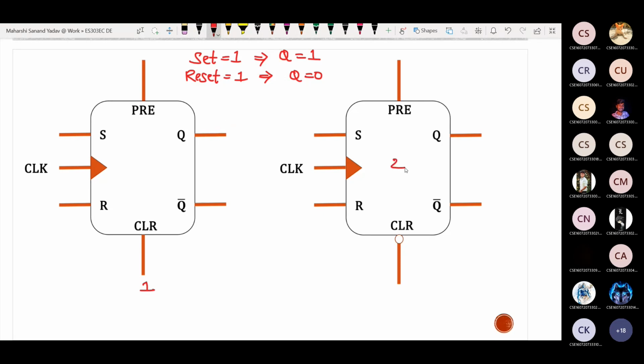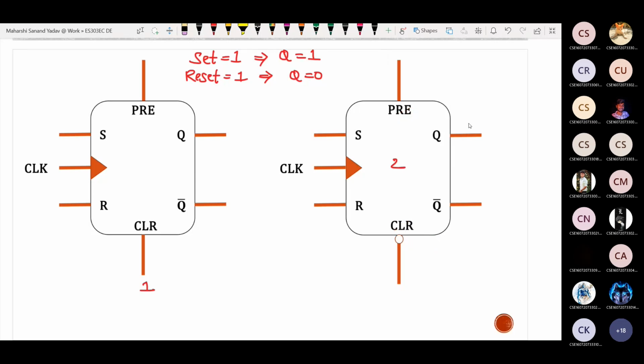Now you tell me for the second one, I want output as 1. Which one will you enable, clear or preset? Preset. Correct. Should I apply 0 or 1? 1. Make sure once you are turning on the preset, you need to turn off clear. How to turn off clear? To turn off clear, you need to apply 1.